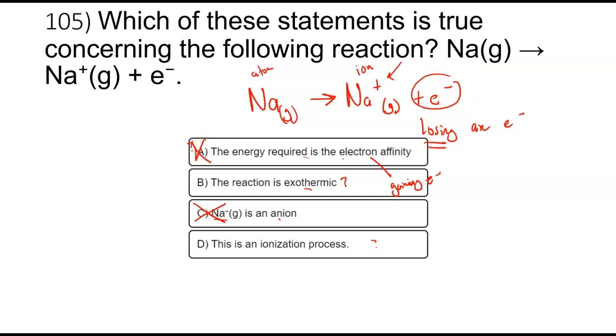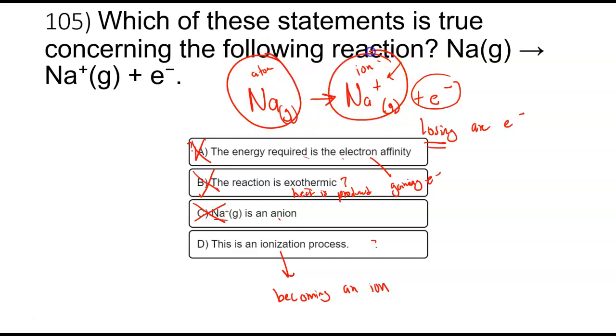Exothermic means heat is produced. I don't see anything about heat here, so I don't know how we could draw that conclusion. There's nothing about heat. Okay, so let's do ionization. Ionization means becoming an ion. Well, look, we're an atom, and we became an ion. Aha, I would choose this one. It's becoming a cation, right? An ionization just means becoming an ion, and so this is indeed an ionization process.